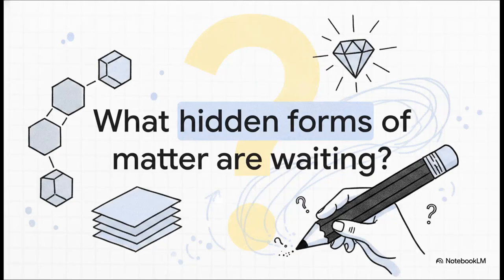As we wrap up this explainer, I want to leave you with a thought to chew on as you close your notebook. If nature can hide a sparkling, indestructible diamond inside the exact same basic element that makes up the soft, crumbly tip of your pencil, what other hidden forms of matter are just waiting out there to be discovered? What else can we unlock just by rearranging the building blocks of the universe?